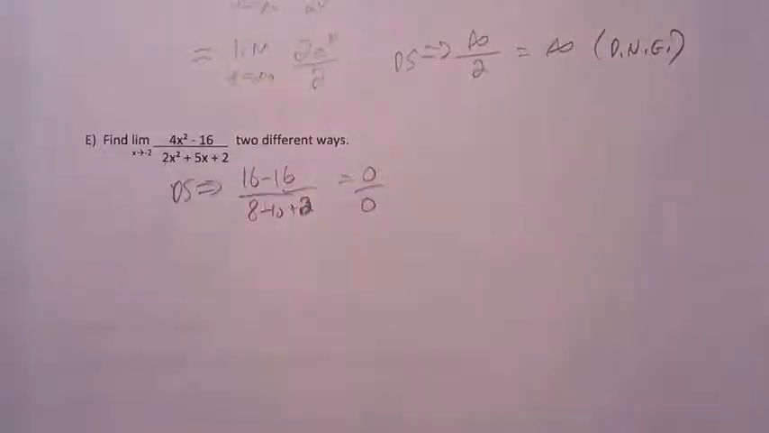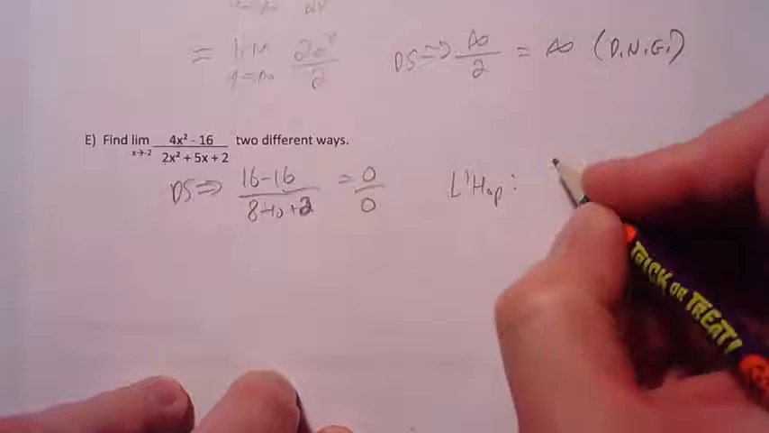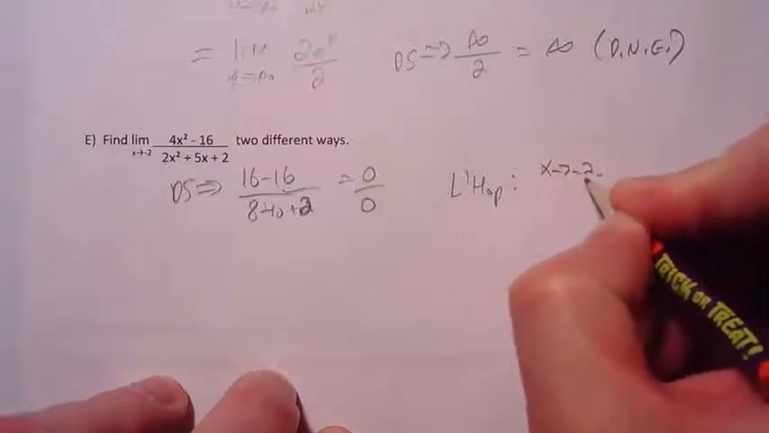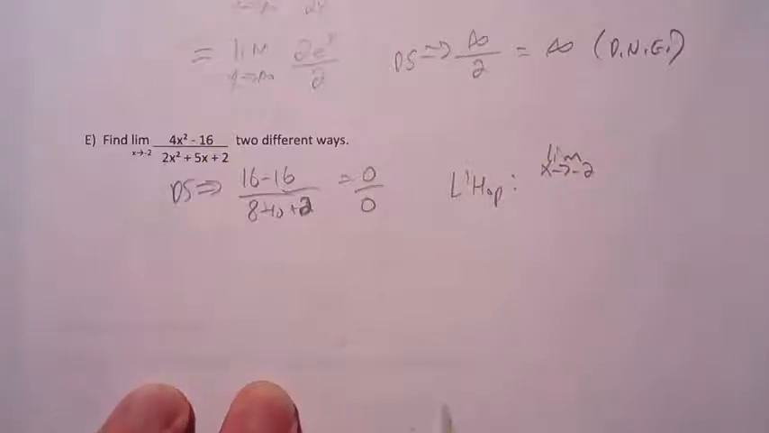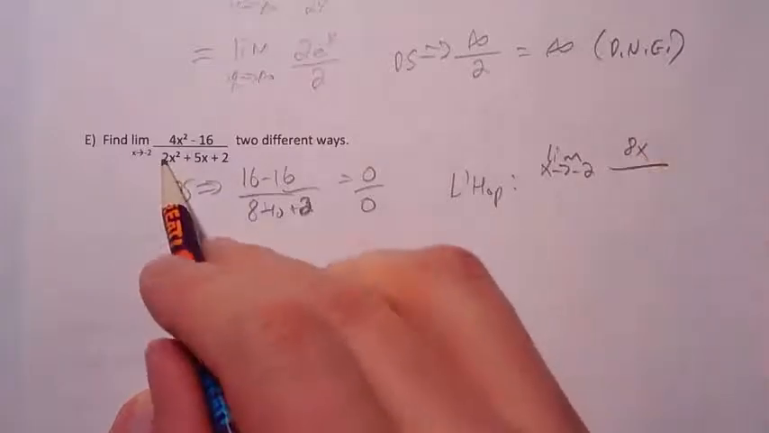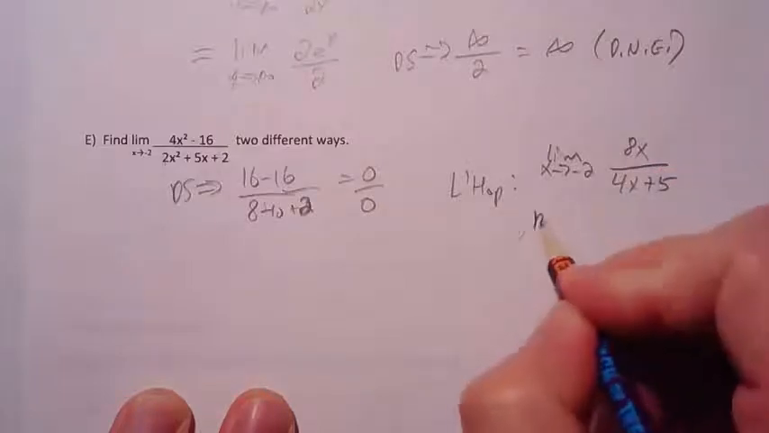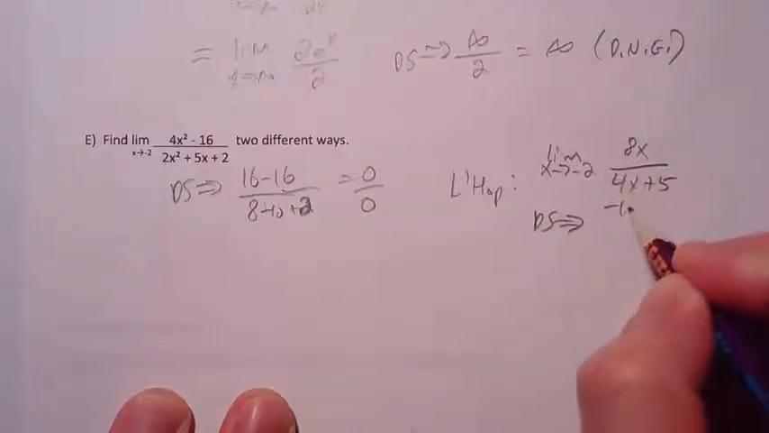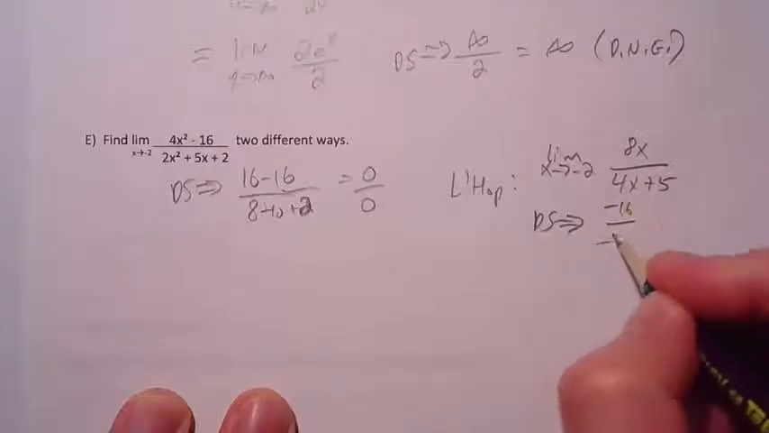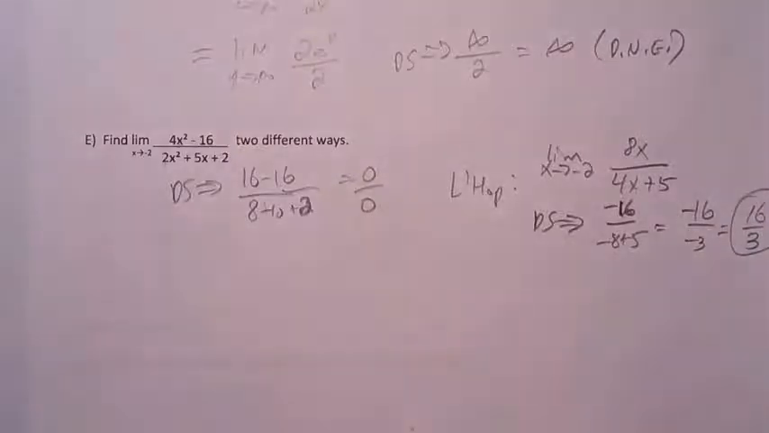So one way to find this limit would be with L'Hopital's rule. We're going to do the limit as x approaches negative 2. Take the derivative of the top and you'd get 8x. Take the derivative of the bottom and you'd get 4x plus 5. And then direct sub would give us negative 16 on top and negative 8 plus 5 on the bottom, which looks like negative 16 over negative 3, so 16 thirds.